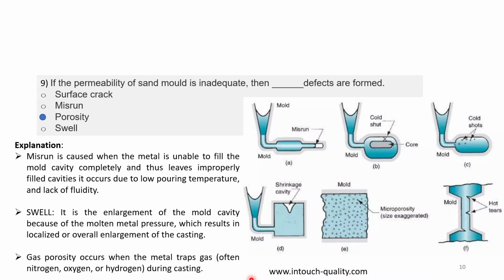Next is gas porosity, which occurs when the metal traps gas, often nitrogen, oxygen and hydrogen, during casting. This is how a shrinkage cavity will look. Because of shrinkage of this cavity, there will be this type of defect, and this is the porosity, where gases are trapped inside. And these are the hot tears, cold shots and cold shut. These are other defects which we'll study later.